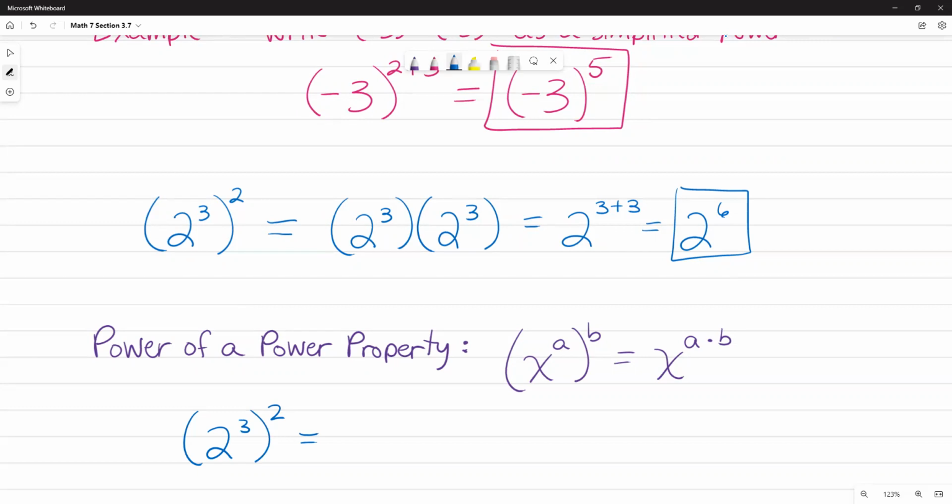Okay, so in this case, it's telling us that if you have 2 to the power of 3 raised to the power of 2, what do we do with those two exponents? In this case, we multiply them. So 2 to the power of 3 times 2, and what's 3 times 2? 6.